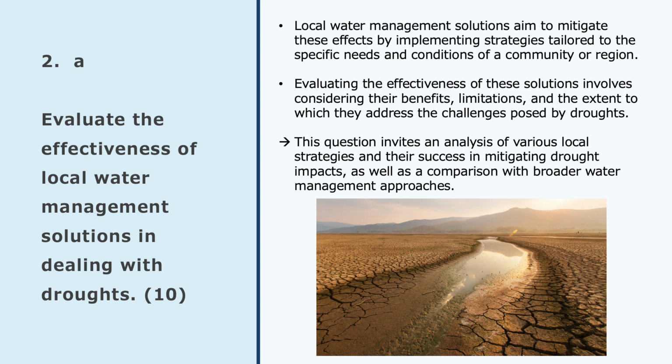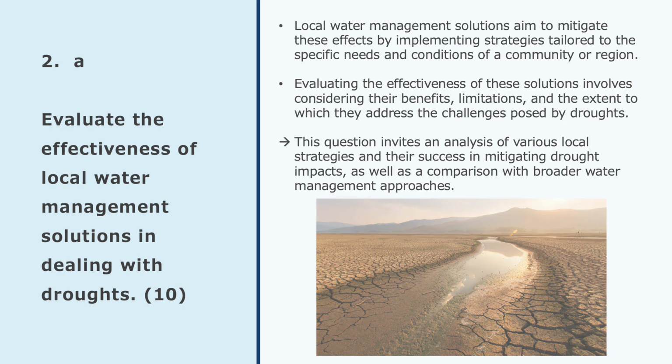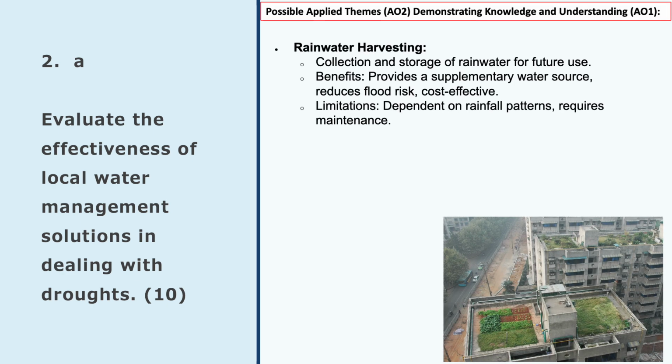Evaluating the effectiveness of these solutions involves considering the benefits of different management solutions, the limitations of these solutions, and how well they actually address the challenges posed by the droughts. And so when we're looking at this question, we are going to have to analyze various local strategies and their successes in mitigating drought impacts. And we can compare with some other water management approaches. So to demonstrate our knowledge, we are going to have to refer to a couple of different solutions.